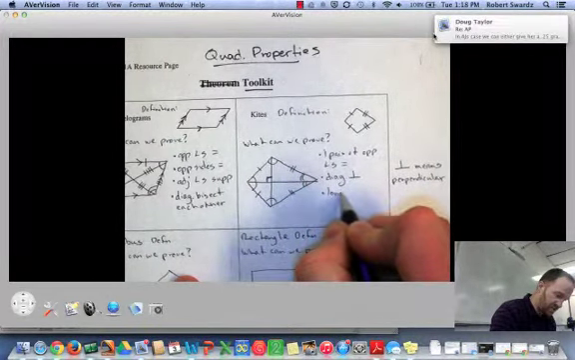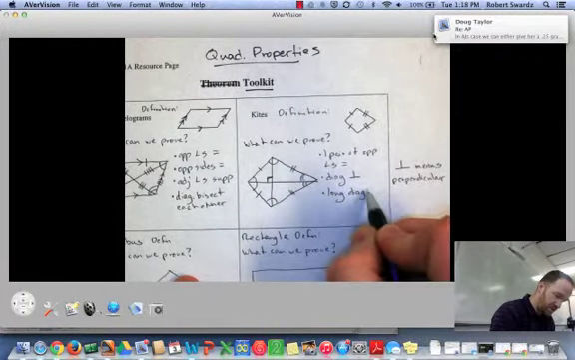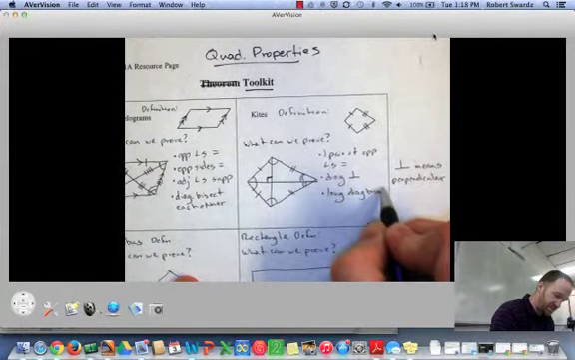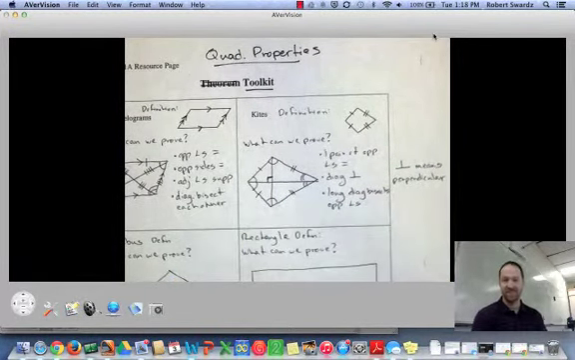So we'll say the long diagonal bisects opposite angles. Bisect means cut in half.